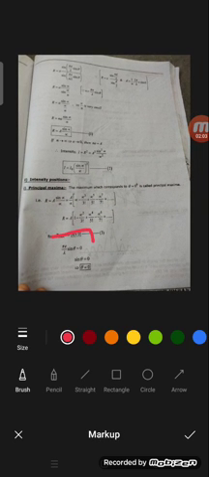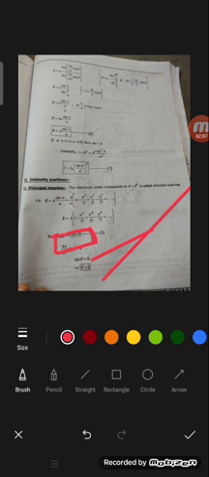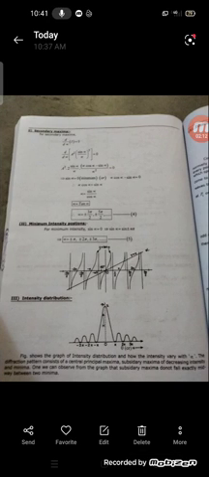As alpha tends to 0, the R maximum will be obtained. So for the maximum intensity, alpha tends to 0. Then alpha is pi a by lambda sine theta, which is equal to 0. As sine theta is equal to 0, theta also tends to 0. So this is about the principal maxima.